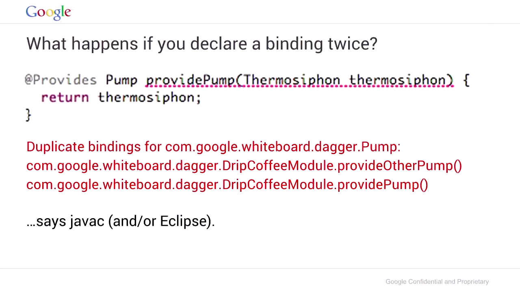What happens if you declare a binding twice? The exact same thing. You get a red squiggly line on each of the duplicates. It tells you exactly what they are, and it tells you as immediately as compile time can make it.